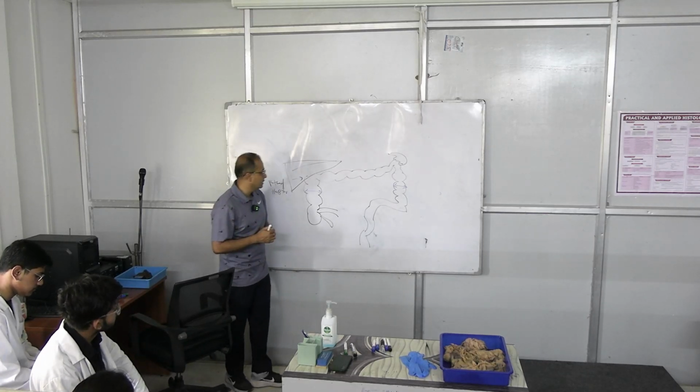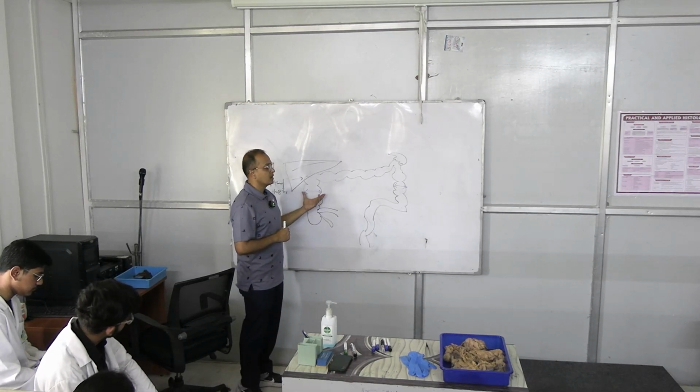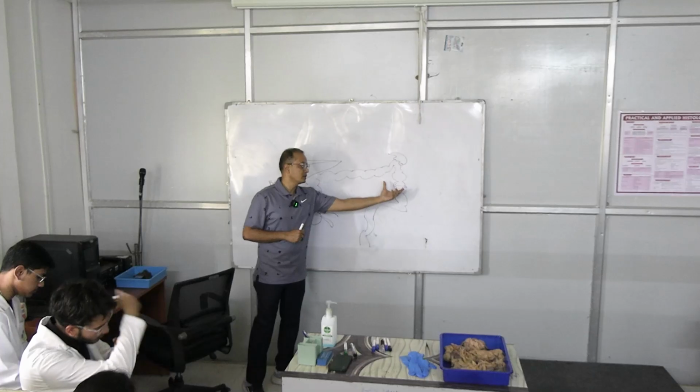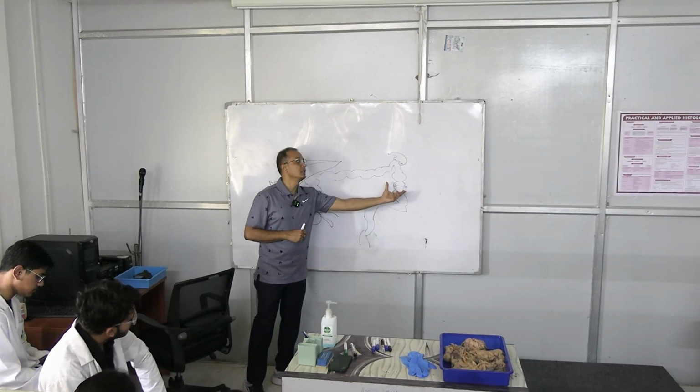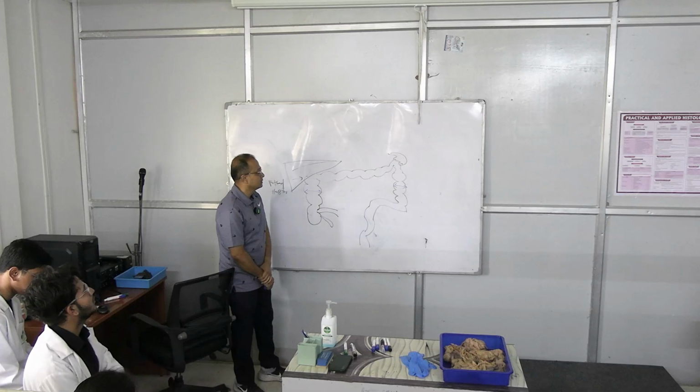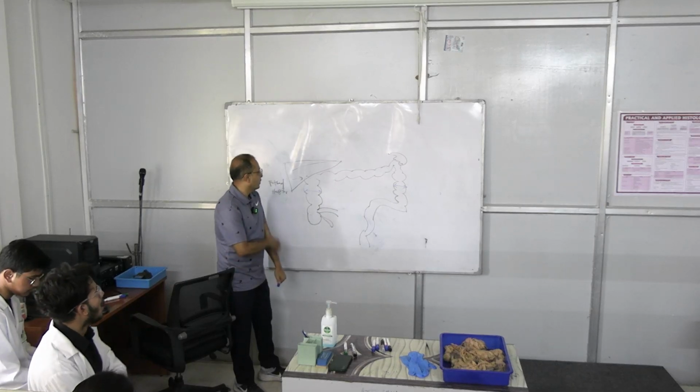Remember that clinical difference: the transverse diameter of the ascending colon is more than the transverse diameter of the descending colon, which is less, and this has some clinical significance. That is what you have to keep in mind at this point.